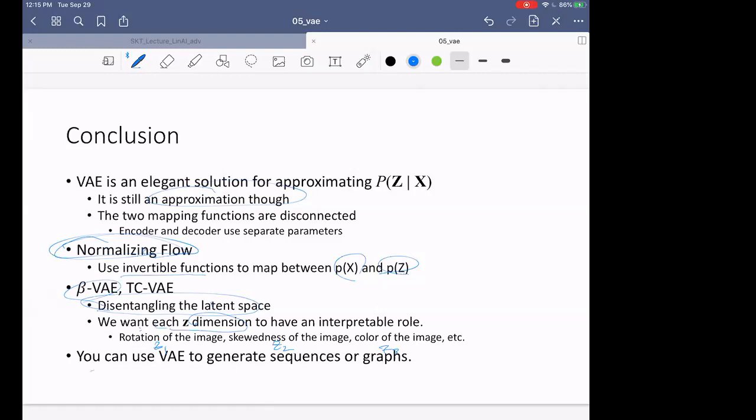And you can even use ZAE to generate sequences or graphs. It's not just for generating images. You can generate even tabular data, or sequences like sentences, or you can even generate chemical structures, like graphs. So it's a very versatile framework.